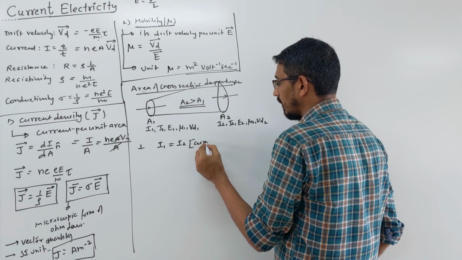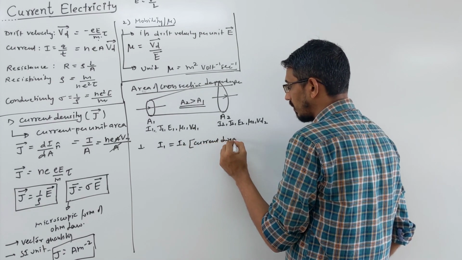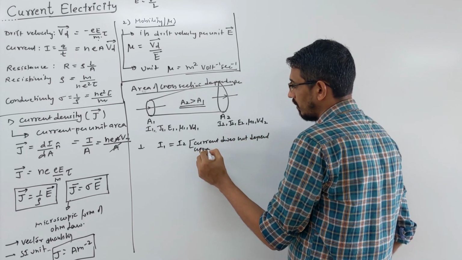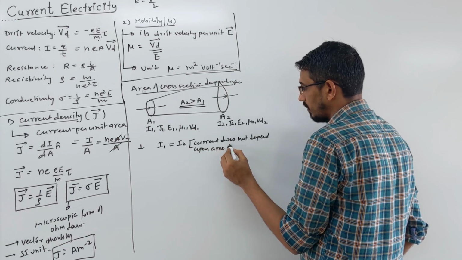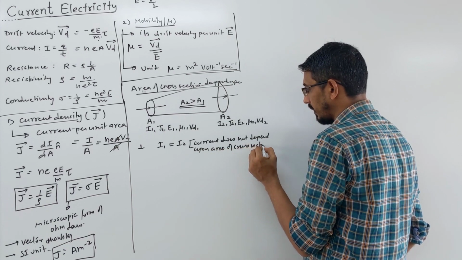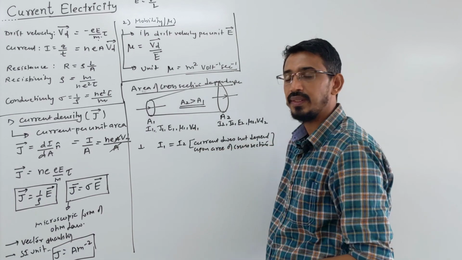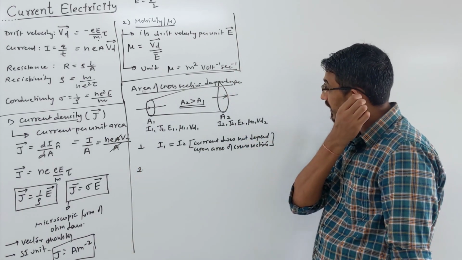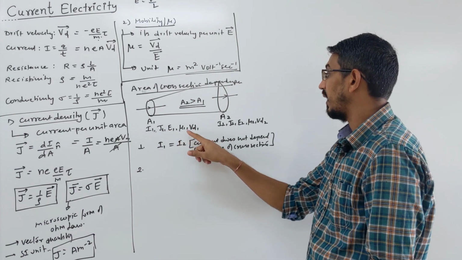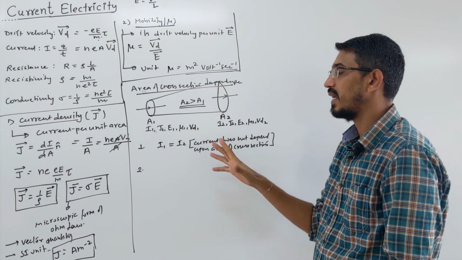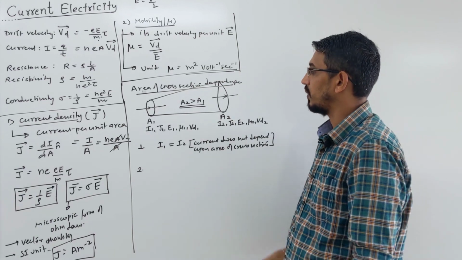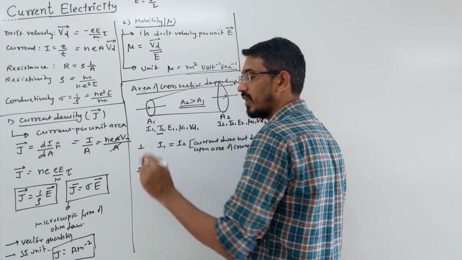So current does not depend upon area of cross section, right? This is important. Now look here, next things: current density, electric field and drift velocity. These 3 have exactly the same relation. Suppose you want to see this, this is current density.